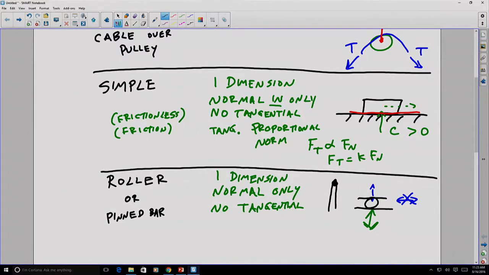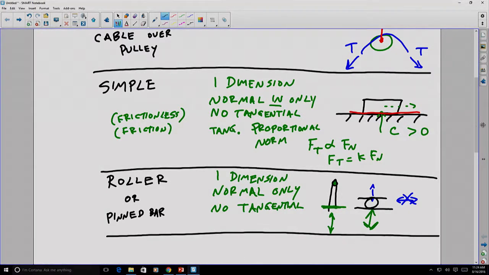So it can move side to side, or rather it's not going to resist side to side because it'll tend to spin. However, if you're able to push or pull on it directly in the direction that the bar is, if you slice across a bar like that, you'll get the same sort of force. You can only consider the normal force. You can't consider any tangential resistance because that pin at the end means that it could spin around that point.